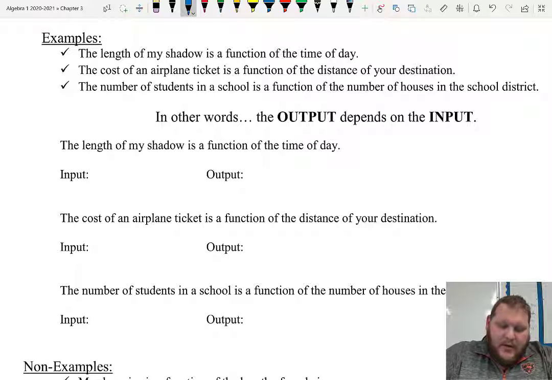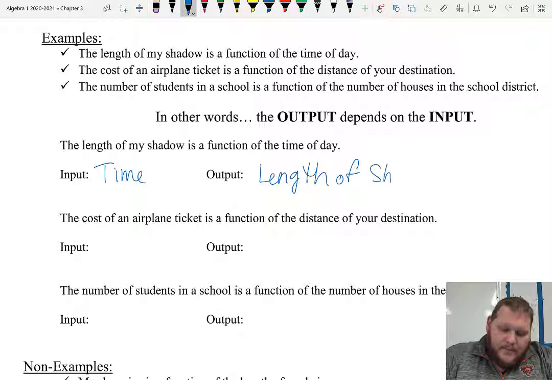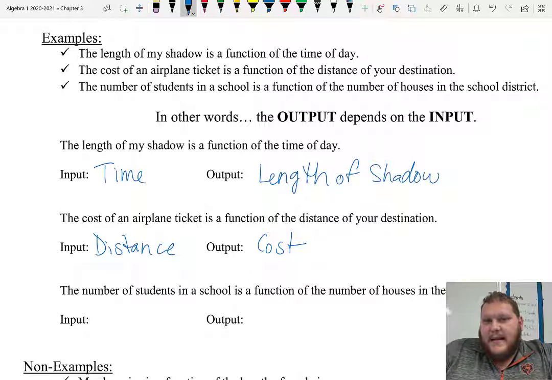In our first example here, the length of my shadow is a function of the time of day, where in this case the time is going to be the input. What time it is determines the length of my shadow. For the second example, the cost of an airplane ticket is a function of the distance of your destination. So again, your distance away determines the cost of that ticket, right? You fly to Paris, it's going to be more expensive than just flying from Chicago to Cleveland.